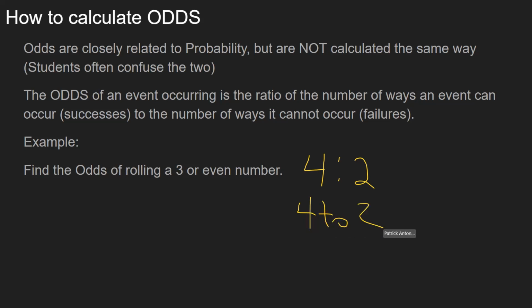All right. You can reduce odds like you would reduce a fraction. So it'd be 2 to 1, but you don't write odds as a fraction. So the answer would be, in simplest form, 2 to 1.